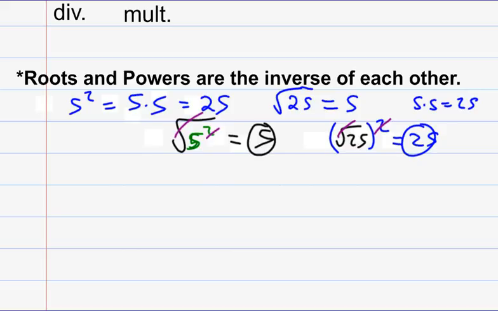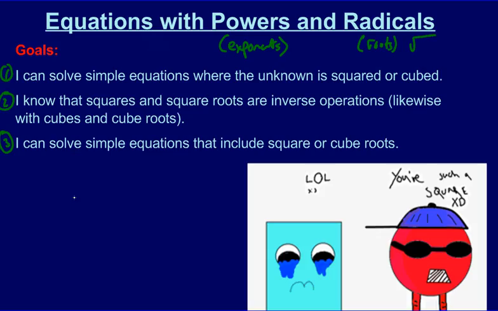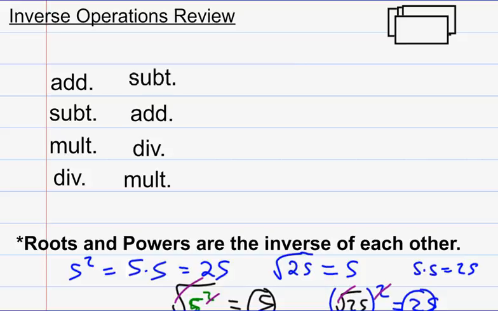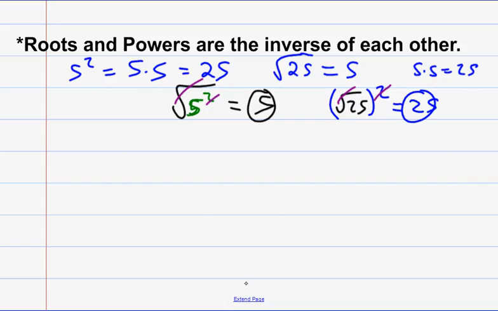All right? Likewise with cubing. If you cube something, like let's do 2, 2 cubed just means 2 times 2 times 2, or in other words, it's going to be 8.